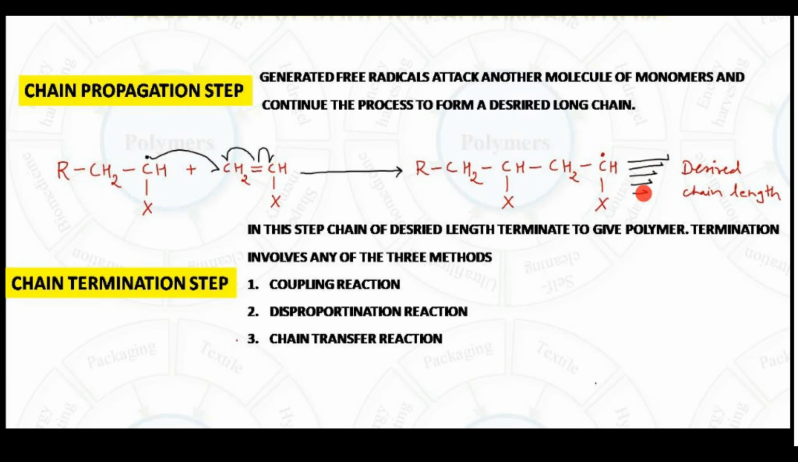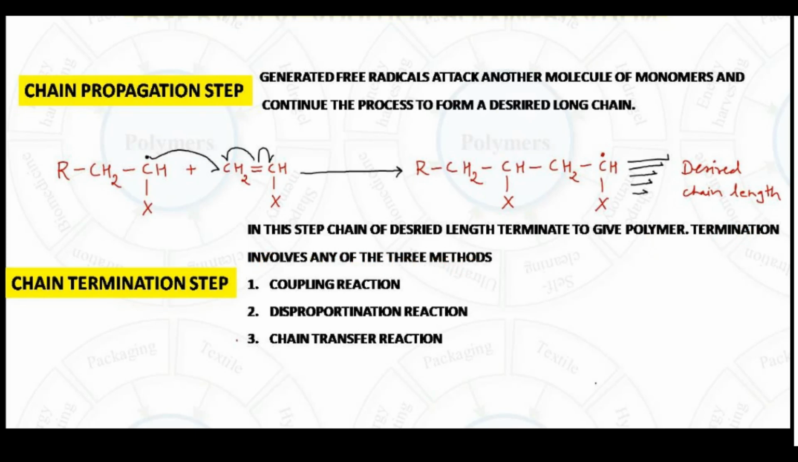This propagation step goes on up to the formation of the desired molecular weight polymer, right? That means the desired chain length. Once you have the sufficiently high molecular weight desired active radical, then you have to terminate the step to get the dead polymer. Okay, so what we do in the termination step, in this step, the chain of the desired length or the desired molecular weight terminates to give the polymer. Okay, dead polymer.